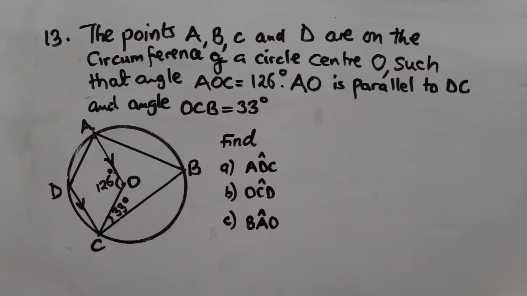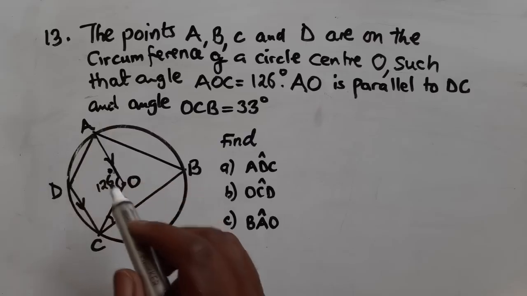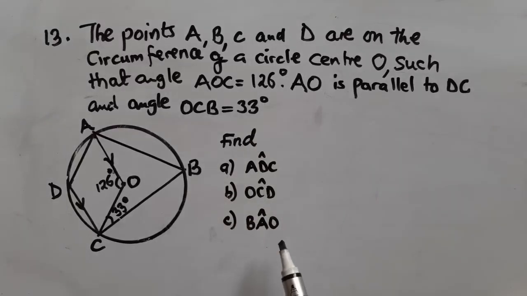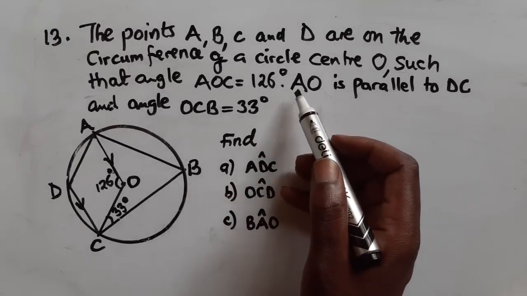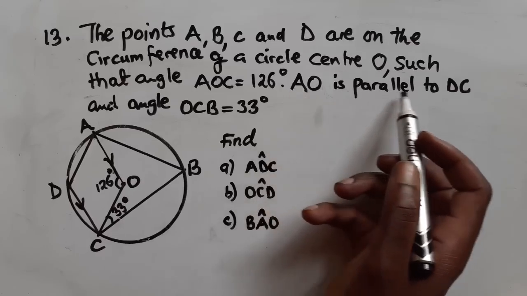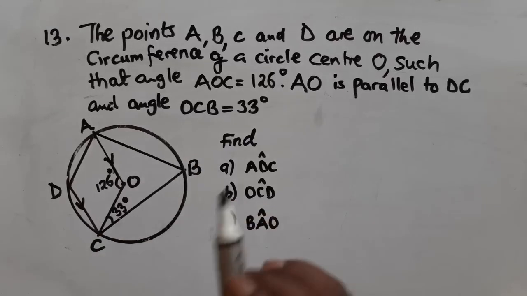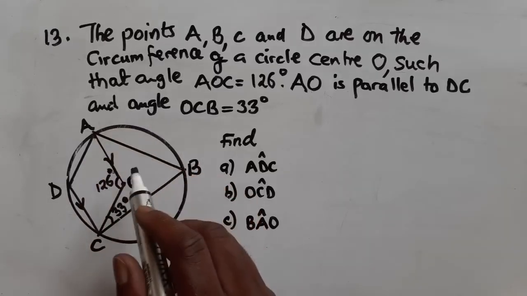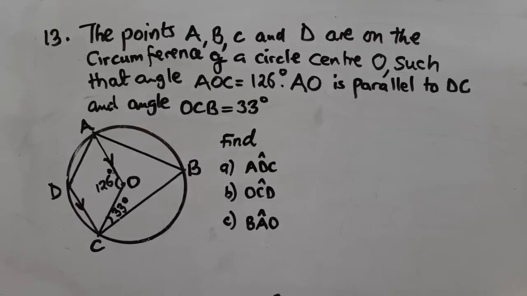Question 13. The points A, B, C, and D are on the circumference of a circle center O, such that angle AOC is 126 degrees, or, this is very important here, AO is parallel to DC. Very important. AO is parallel to DC. And angle OCB is 23.